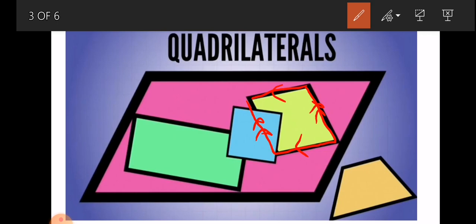Then we have one different quadrilateral, that's why it's outside the family of the parallelogram, which is the trapezoid. The trapezoid, we said that it's also 4-sided. It has just one pair of parallel sides. That's why it's different than the parallelograms. Here I have just these 2 sides are parallel. The other 2, they are not parallel to each other.